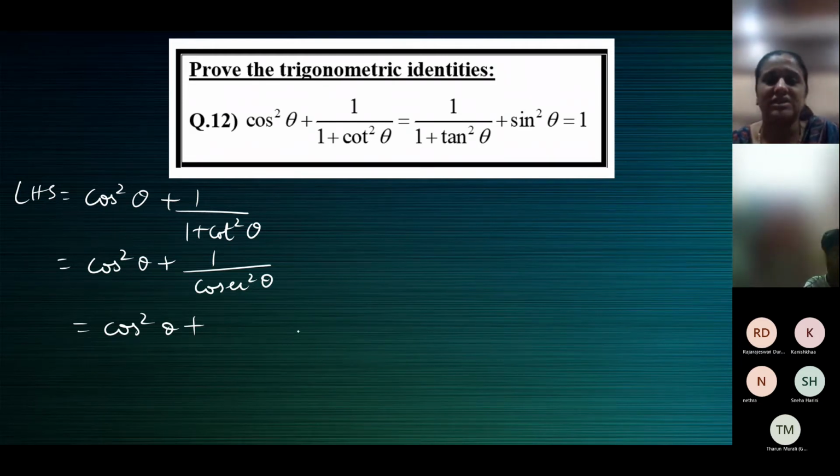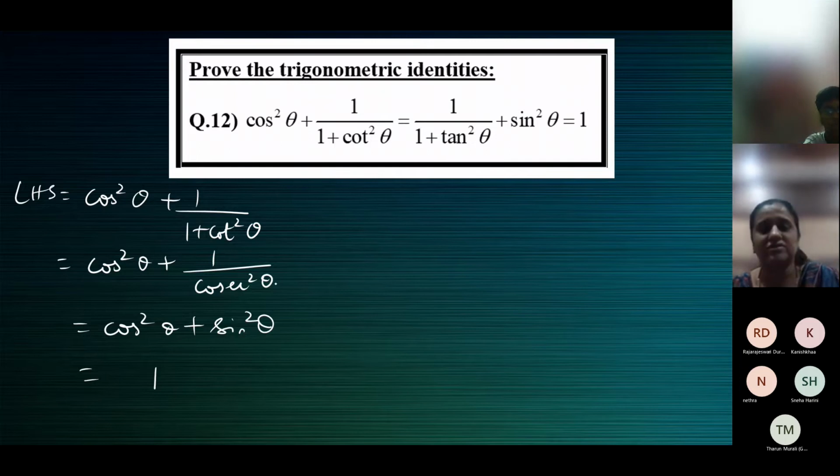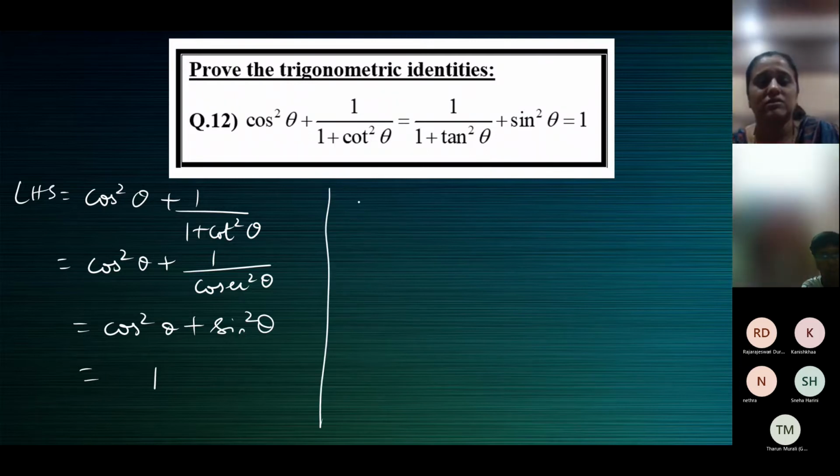What is 1 by cos theta? Sin theta. 1 by cos square theta? Sin square theta. And now what is cos square theta plus sin square theta? 1. Identity. 1. Then the next part is 1 by 1 plus tan square theta plus sin square theta.